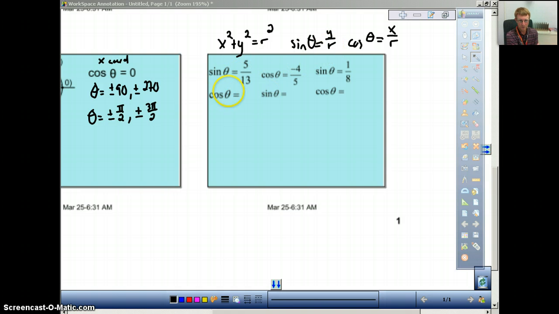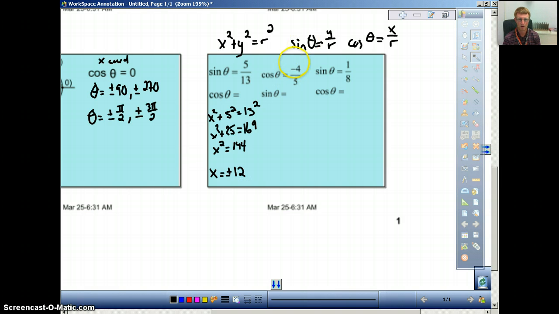So if I want cosine of theta, that means I need x over r. So how do I solve for x? Well, this is what we were talking about. Use this formula right here to solve for it. So we need the x value. So we're going to say x squared plus 5 squared equals 13 squared. And then we're going to solve for x. So x squared plus 25 equals 169. Subtract 25 to both sides, we get x squared equals 144. And then when we take the square root, we get a plus or minus. Because whenever you take the square root of both sides, you have to have plus or minus. So x is going to equal plus or minus 12.